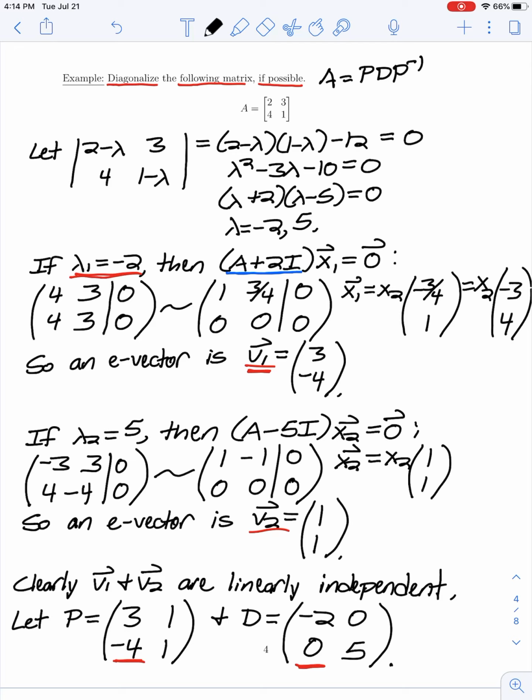And you can verify that this is a valid factorization of A. So if you compute A times P and show that that's equal to P times D, you've shown that A can be written in this form. So as a double check, you can always calculate A times P and P times D, and as long as you get the same expression, you've verified that A is P D times P inverse.